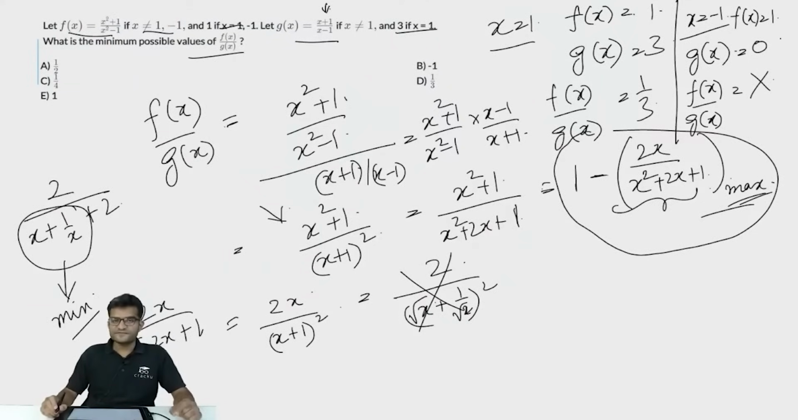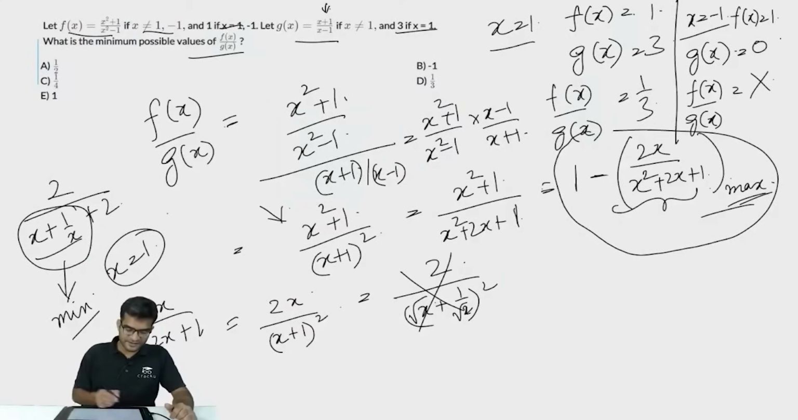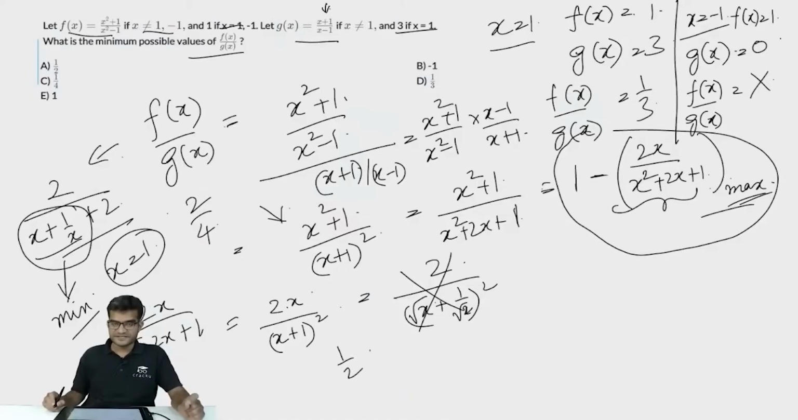And at what value of x is x plus 1 by x minimized? It is minimized when x is equal to 1. And what is the value of this expression? The value of this expression will be 2 by 4 because x plus 1 by x will be equal to 2. 2 plus 2 will be 4 and the numerator is 2. So this is 2 by 4. And therefore the value of the given expression, which is 2x by x plus 1 whole square, will be equal to 1 by 2 when the value of x is equal to 1.